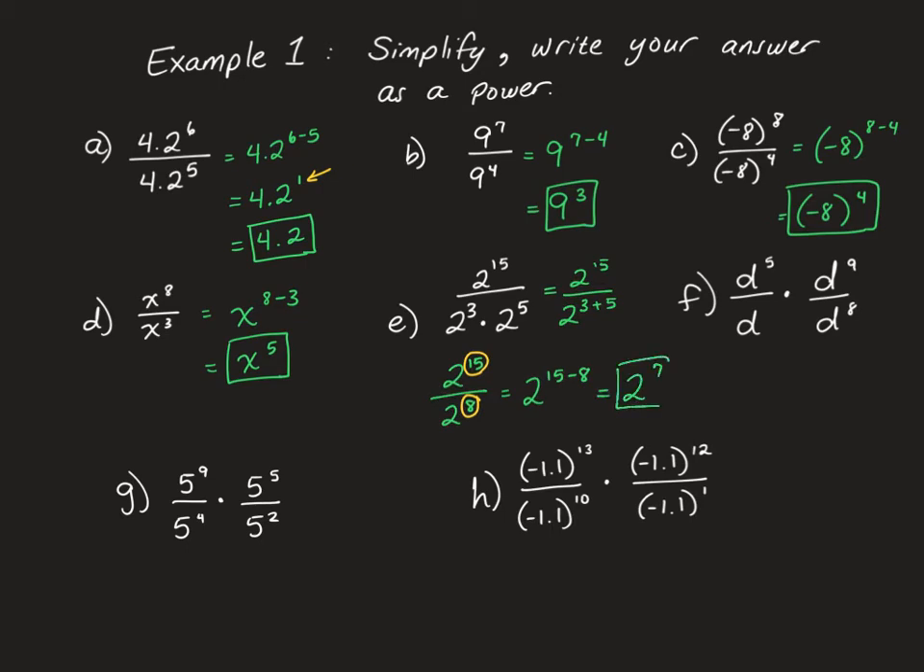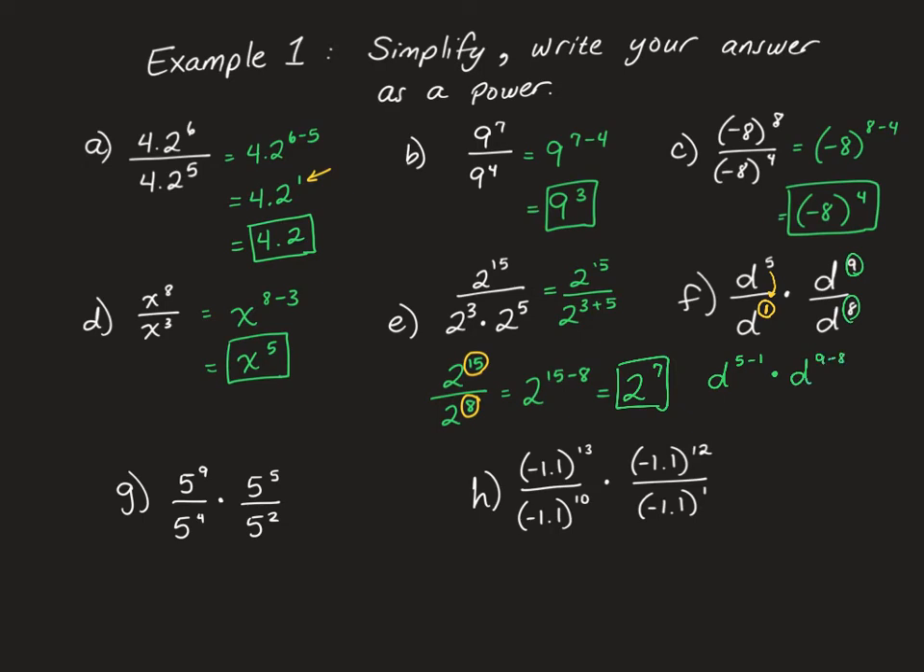So our answer for letter E is 2 to the power of 7. All right, in letter F, we have d to the power of 5 all over d, and remember there's an invisible 1 here. So in this case, I'm going to subtract these two, so that would be d to the power of 5 minus 1, and I'm also going to subtract 9 and 8. So that would be d to the power of 9 minus 8.